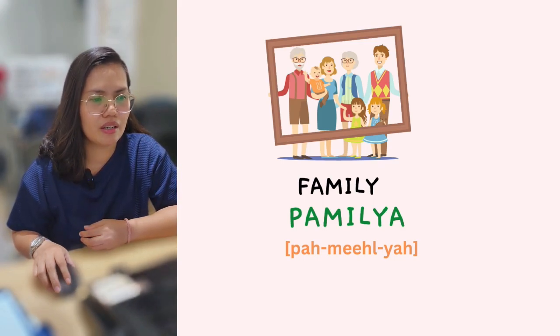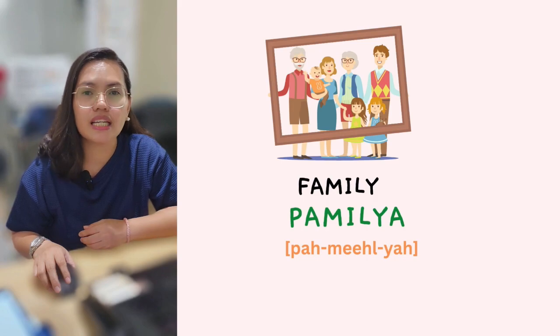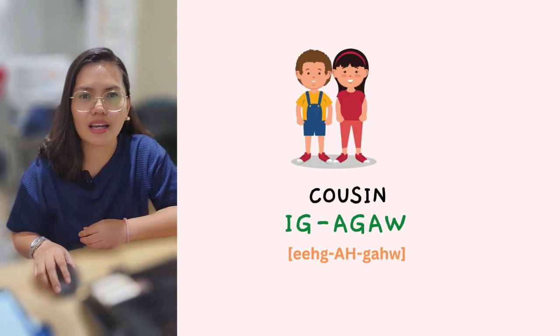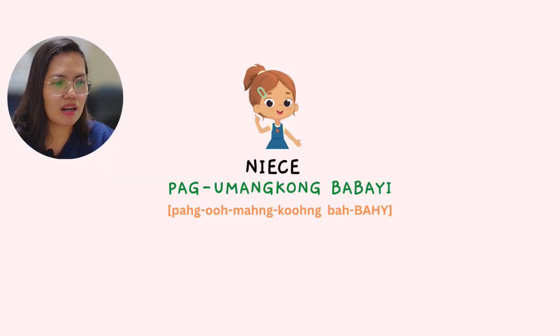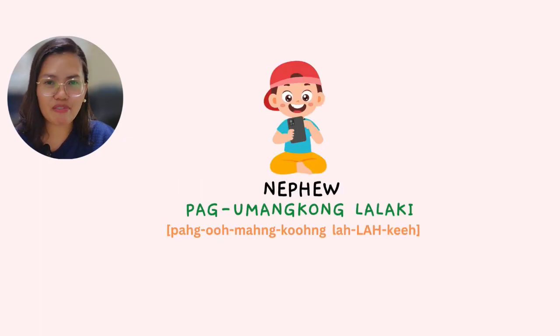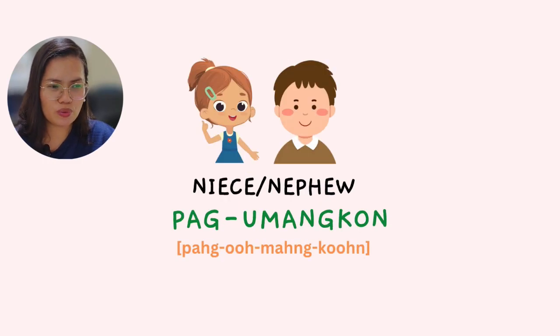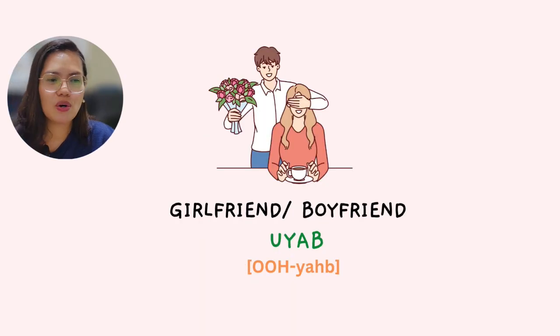Next, cousin. Igagaw. Niece is pagumangkong babae. Next one, we have nephew. Nephew is pagumangkong lalaki. Next one, niece or nephew. Pagumangkon. Okay? Next word, girlfriend or boyfriend. We call it uyab.